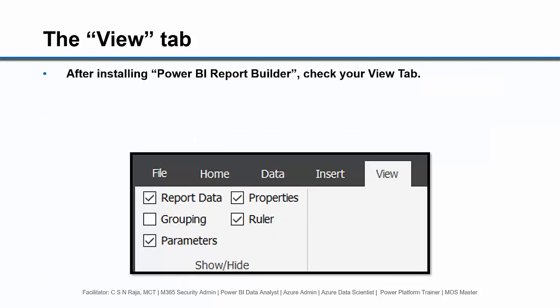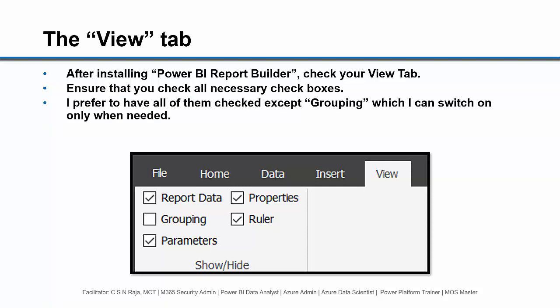After installing Power BI Report Builder, please check your View tab. Ensure that you check all necessary check boxes such as report data, properties, grouping, ruler, parameters. I prefer to have all of them checked except grouping, which I can switch on only when needed. You can check or uncheck any option at any point in time.